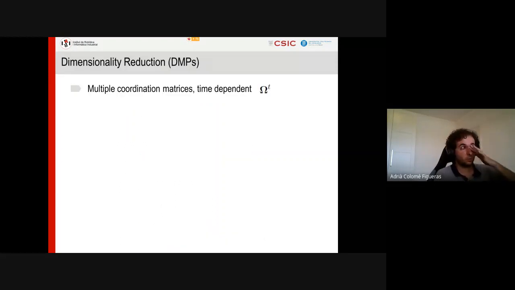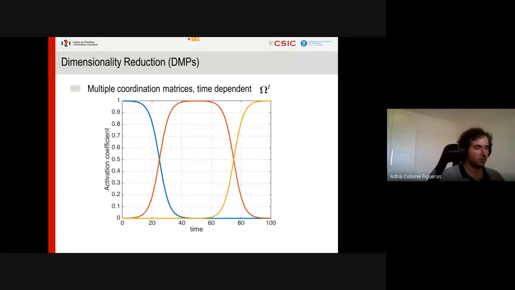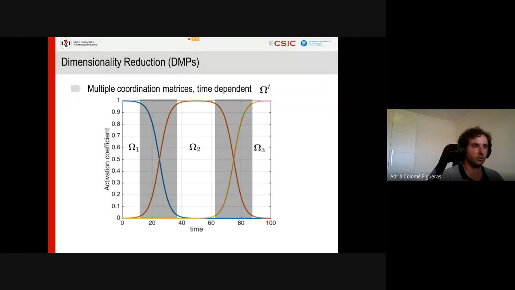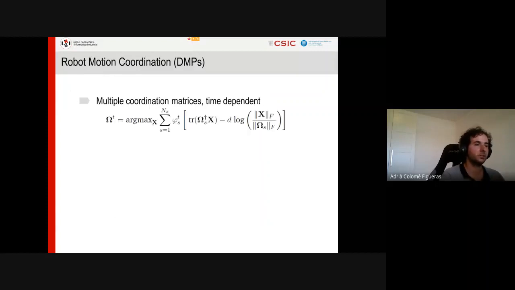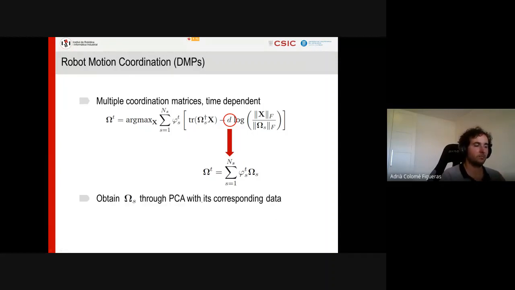Also, we can have more than one of these matrices, which is like having multiple coordination matrices. We can have an activation coefficient for, say, three matrices, and there is a transition area, which is the complicated part. But we can see that the linear interpolation between them with the activation matrix actually gives us a good result. We can obtain each one of these omega matrices with PCA on the data corresponding to the part in which it is activated.